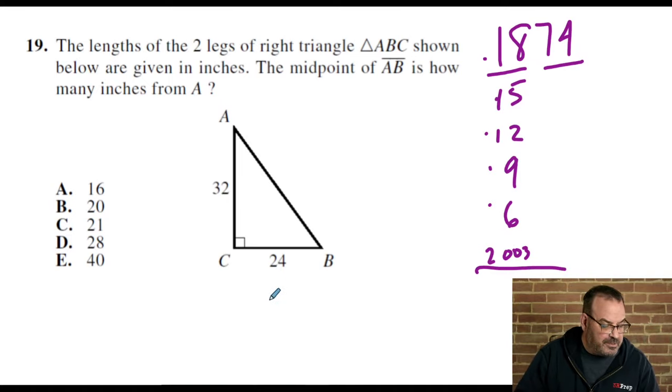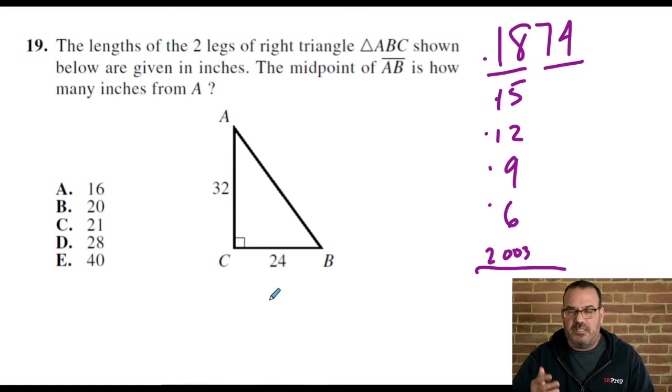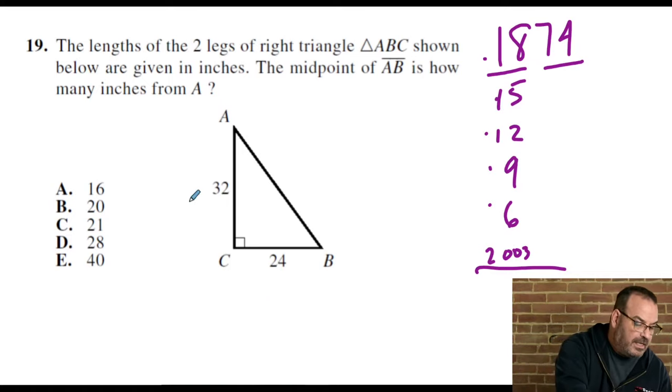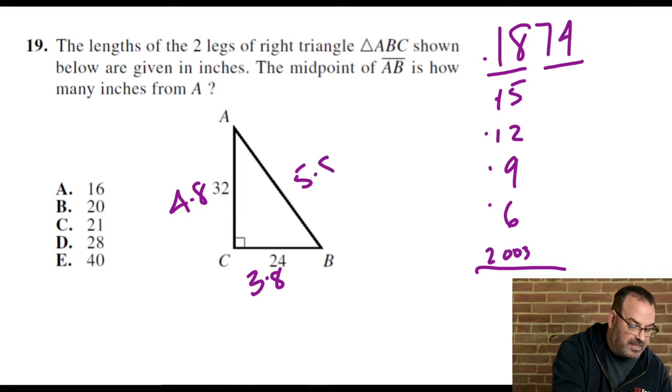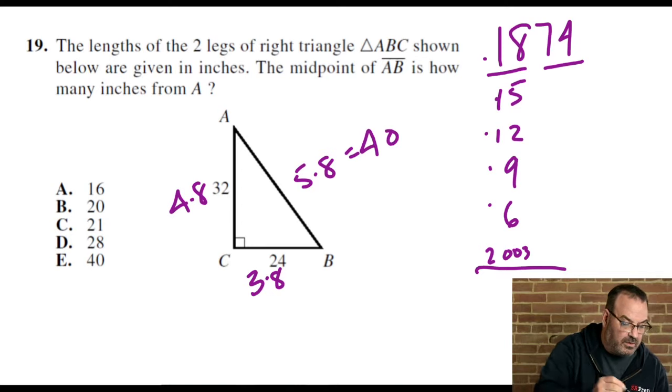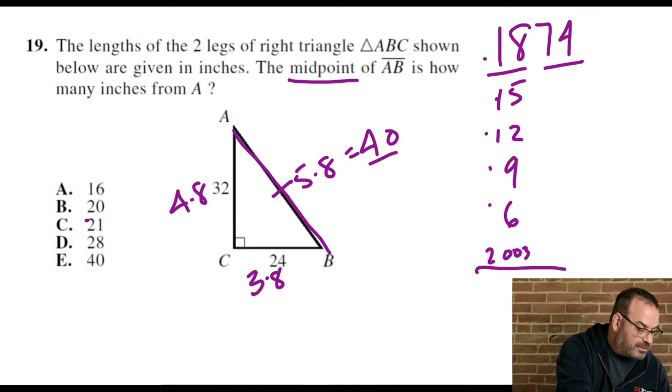And here's the famous 3, 4, 5 triangle. When you see a right triangle, look to see if the sides are multiples of 3 or 4. This is 4 times 8, and this is 3 times 8. That makes this 5 times 8, or 40. So I don't have to do the Pythagorean theorem. And it wants to know the midpoint of the hypotenuse, which is 40, and the midpoint of 40 is 20.